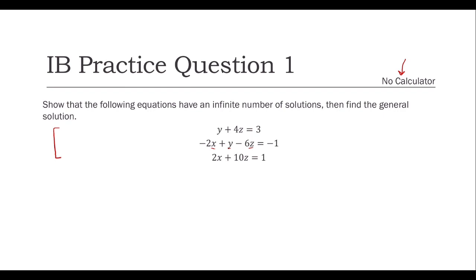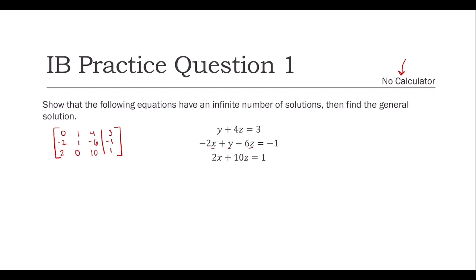Our first equation, we have 0x, 1y, 4z, and the answer is 3. Our second equation, we have negative 2x, 1y, negative 6z, and the answer is negative 1. And our third row, we have 2x, no y, 10z, and the answer is 1.